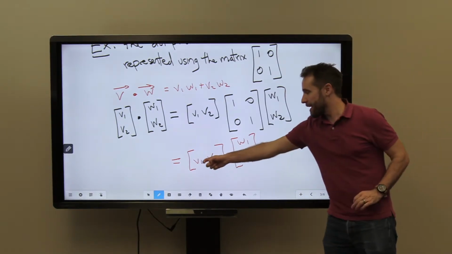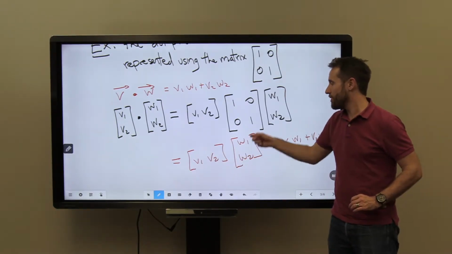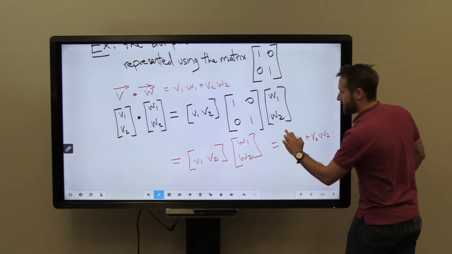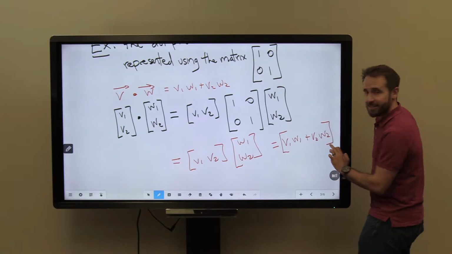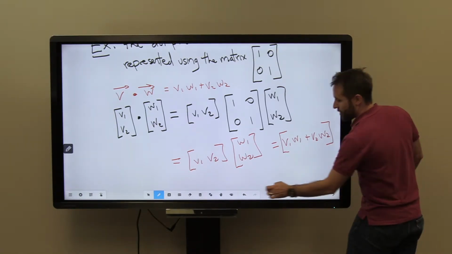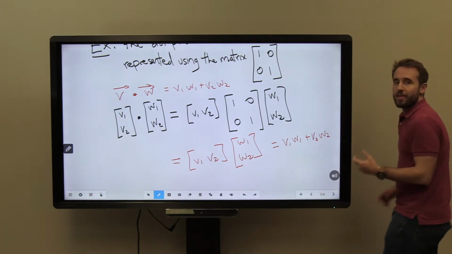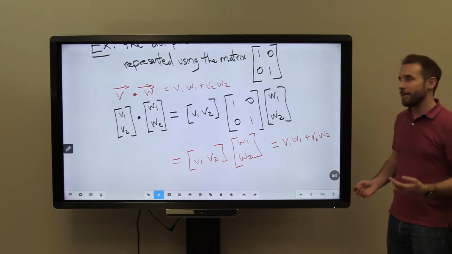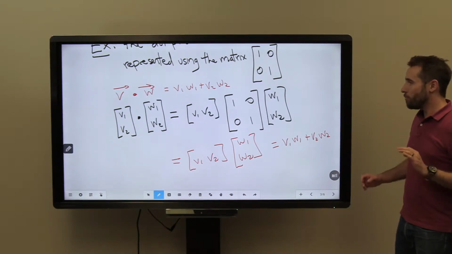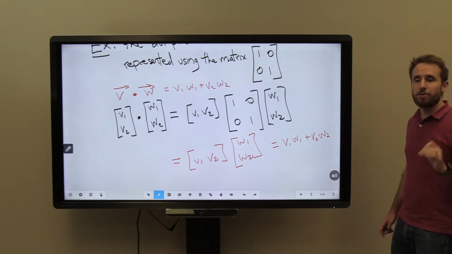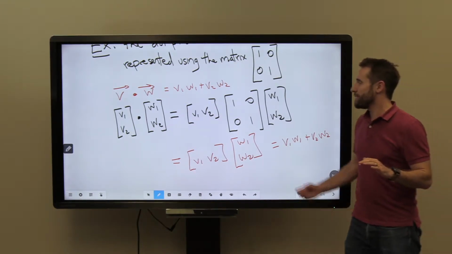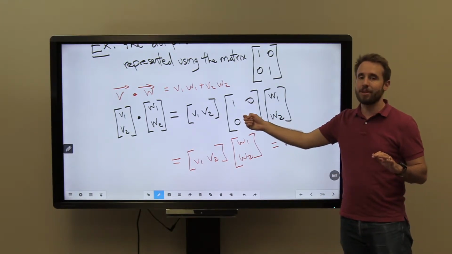Of course, this is a 1x2 matrix, while this is a 2x1 matrix. So the result is a 1x1 matrix. You can think of it as just a matrix with this single entry in it. But I'll often abuse notation and just consider that number itself to be the answer. So what we see here is that with our usual basis, v dot w can be represented using this identity matrix.